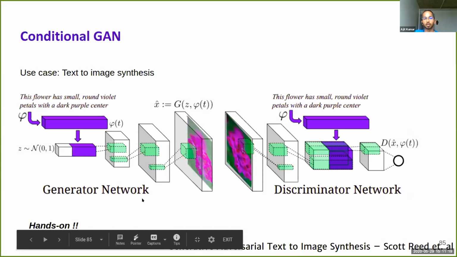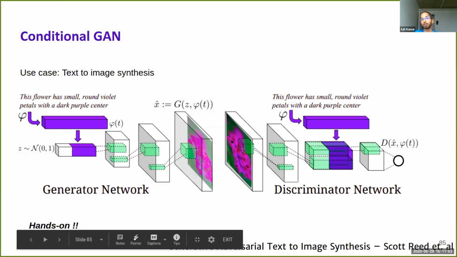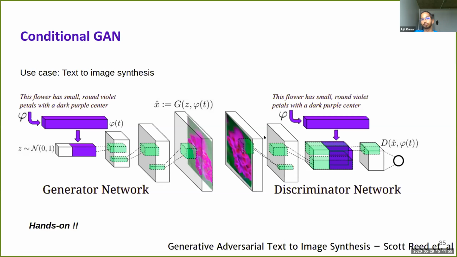We'll see an example of a conditional GAN where we do text to image synthesis, where we say, given this caption, "this flower has some small round violet petals with purple center," generate an image which matches this description. Along with this noise vector, which is represented by a white cube here, we figure out an embedding of this caption, concatenate it with the random noise, and then use a CNN upsampling network to generate an image. And there is a discriminator network which judges whether this generated image is real or fake. So this is about conditional GAN.